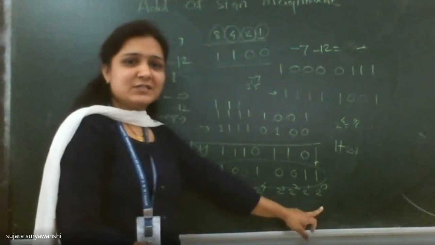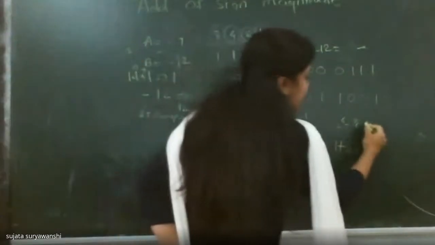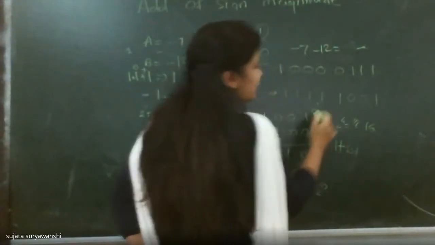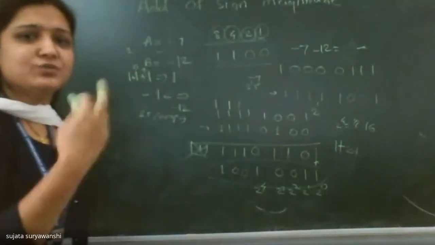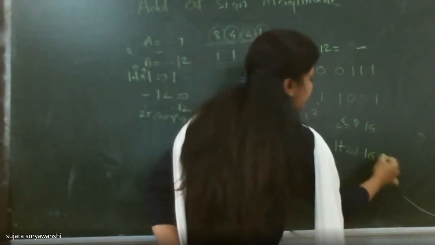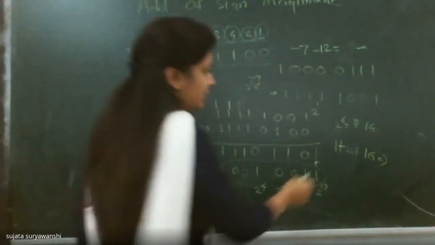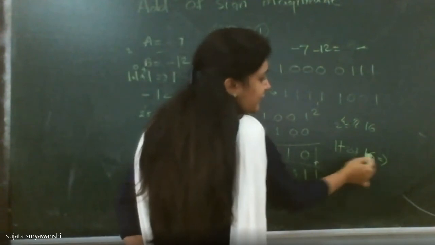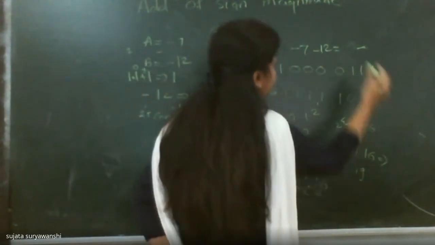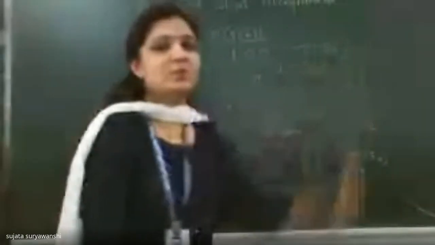2 raised to 4 means 32 or 16? 16. Very good. 2 raised to 1 is 2, 2 raised to 2 means 4, 2 raised to 3 means 8, and 2 raised to 4 means 16. So simply use 16 here and perform the addition. 1 plus 2 is 3, 3 plus 16 is equal to 19. Your answer is minus 19. And you can see -7 -12 is equal to -19. Understood?